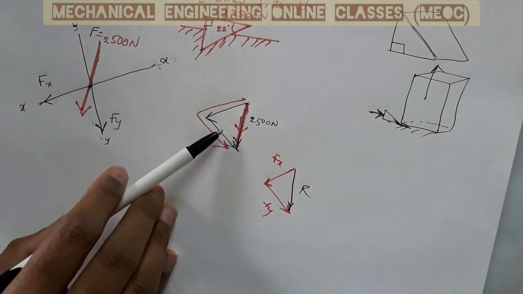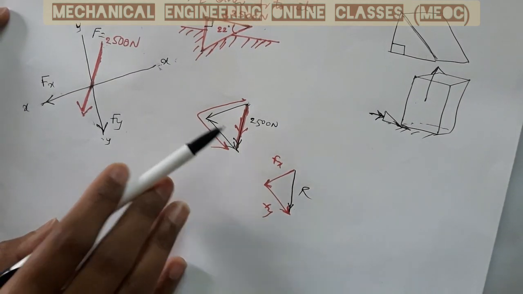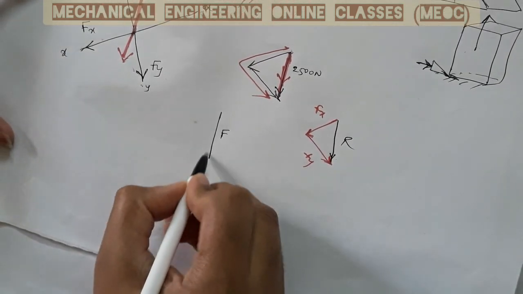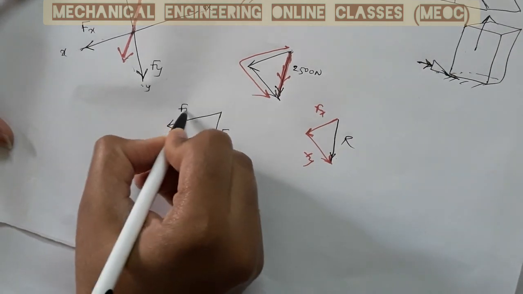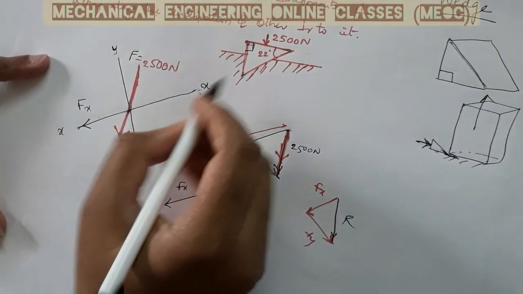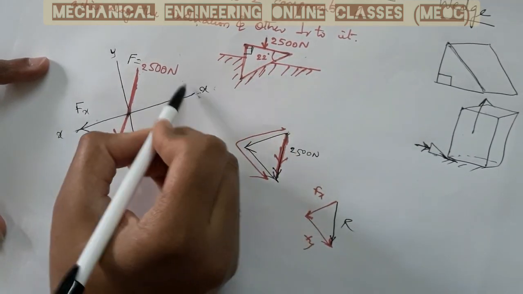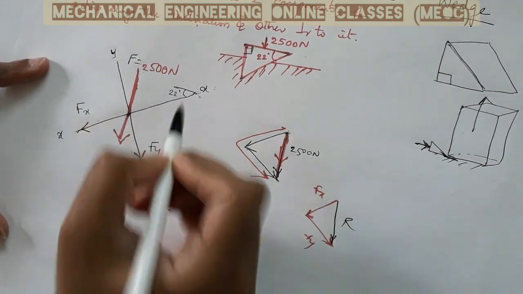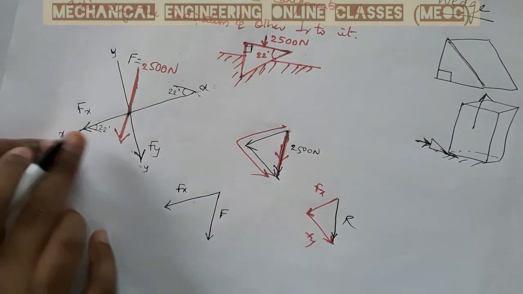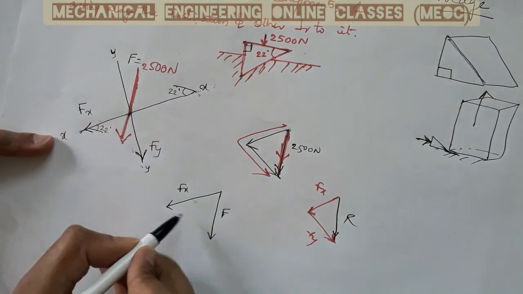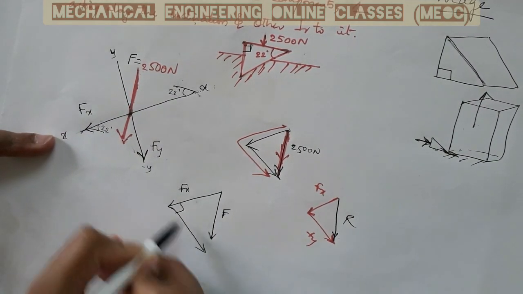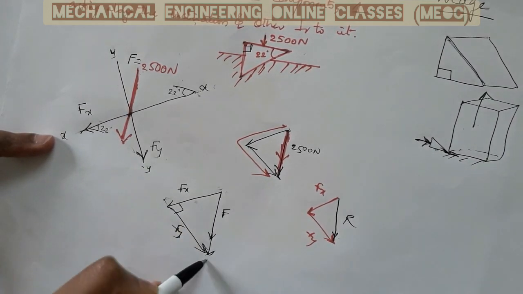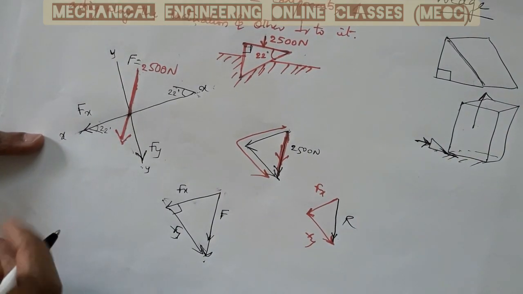So this is the triangle, the force polygon that we have drawn, the force triangle. Here it is a triangle. Now I know this is F, I know this is Fx. We exactly know the direction of Fx also, because this 22 degree is given. This is 22 with respect to horizontal, so this is also 22 degree. We know the angles, and these two are perpendicular to each other. This is Fy, and the resultant of these two forces is the very F, which is 2500 Newton.